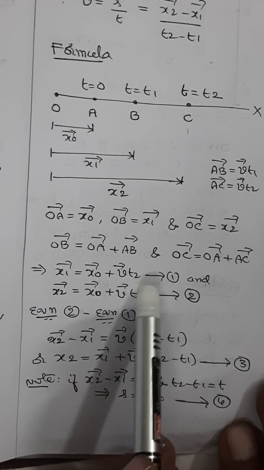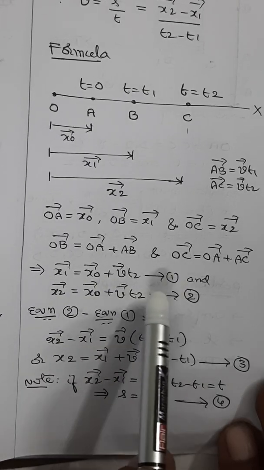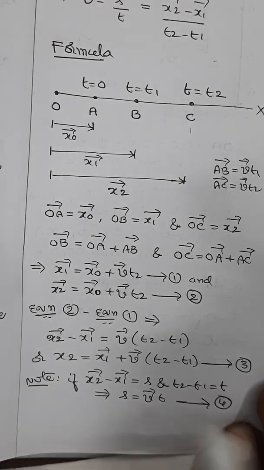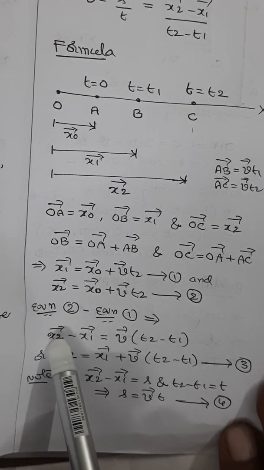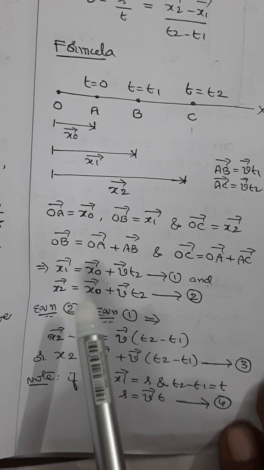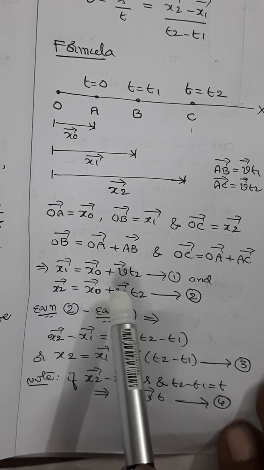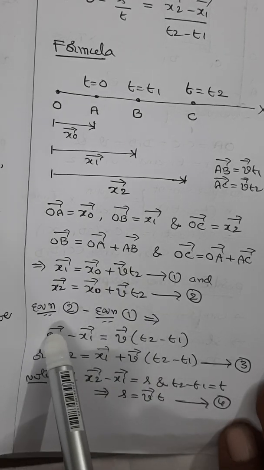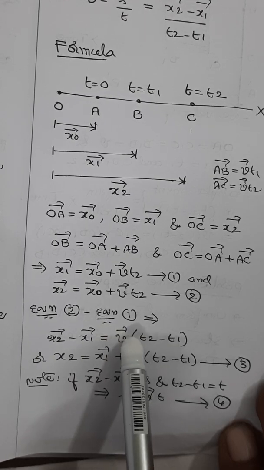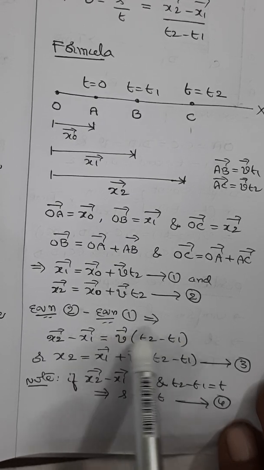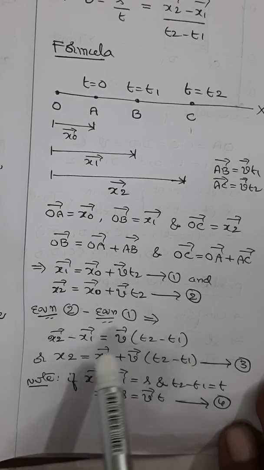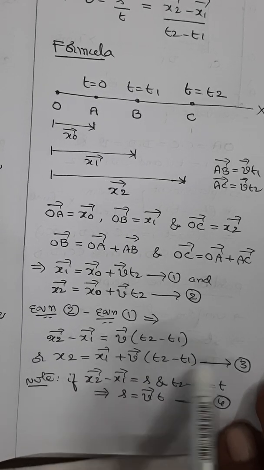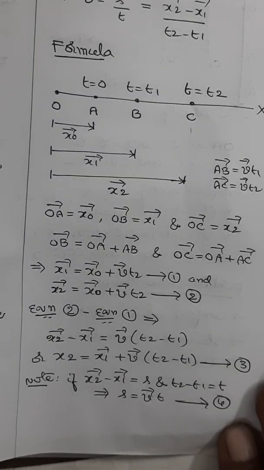So from these two equations, if you subtract equation 1 from equation 2, on the left hand side you have x2 minus x1 equal to x0 plus v t2 minus of x0 plus v t1. So therefore x2 minus x1 will be, v you can take as common, v bar into t2 minus t1, or you can send x1 to the other side. Therefore x2 will be x1 plus v bar into t2 minus t1. Let this be equation 3.